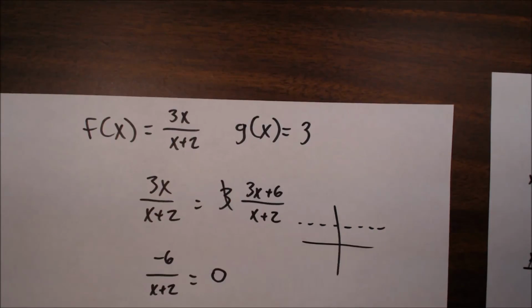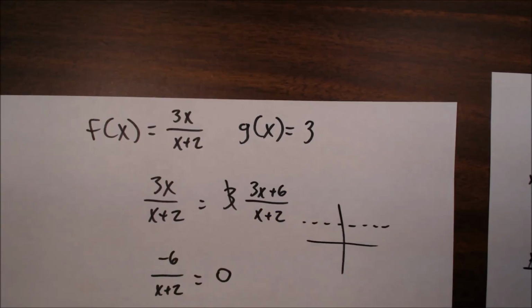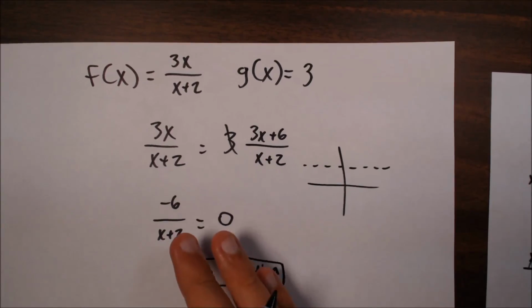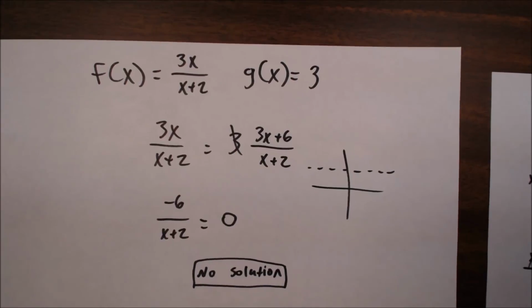So maybe you'll notice that right from the beginning, but a lot of times it's kind of hidden. You don't see it as obviously as that. So this is what you do. This will never equal 0, so there's no solution.